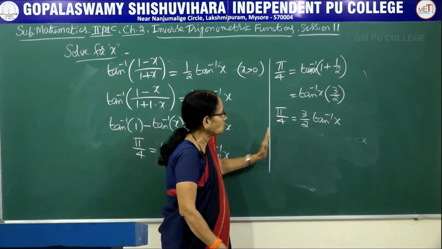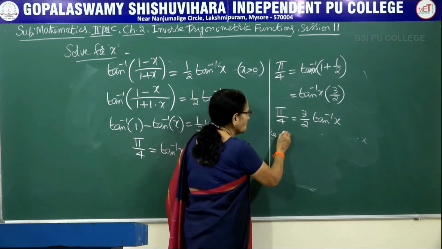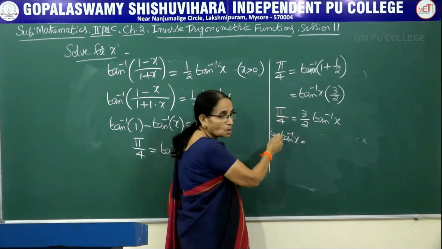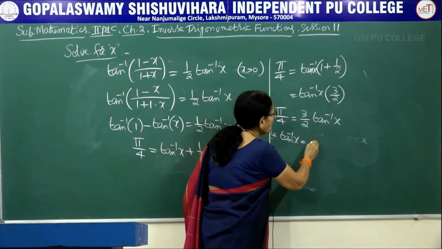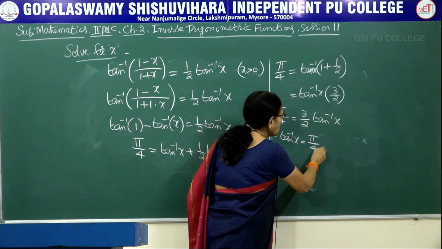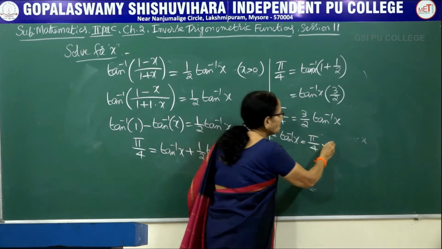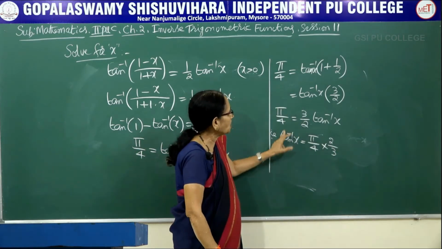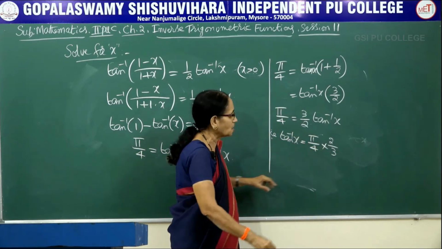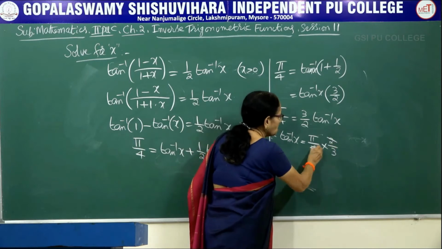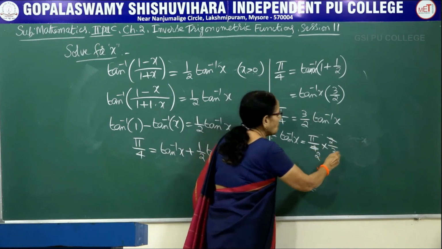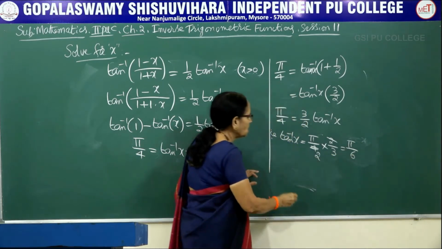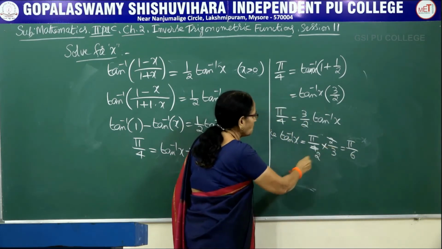Now take this number to the other side. So this can be written as tan inverse x equal to, when you cross multiply, 2 goes to the numerator. So pi by 4 and 3 comes to the denominator. That is, we are having it like this. It is pi by 4 into 2 by 3. You can do the cancellation. 2 ones are 2, 2 twos are, that would be equal to 3 twos are 6. Therefore, tan inverse x equal to pi by 6.